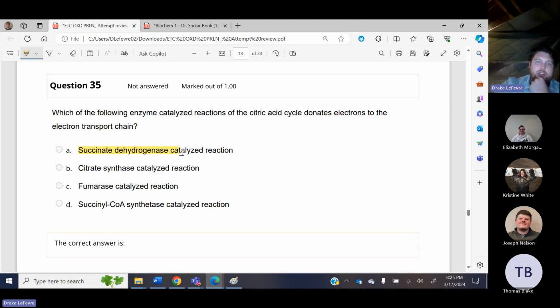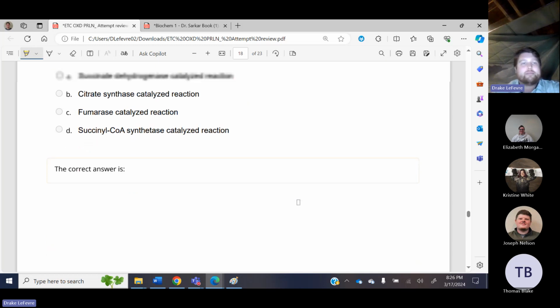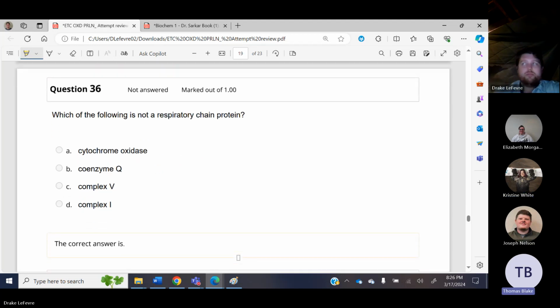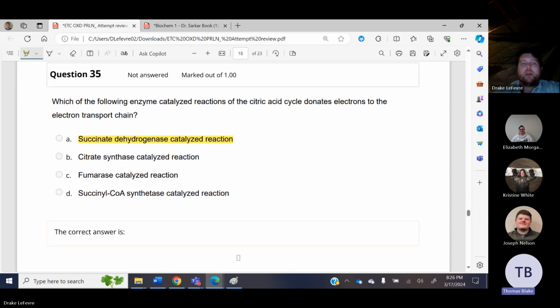The answer is the succinate dehydrogenase catalyzed reaction. This is combining our knowledge of the Krebs cycle with the electron transport chain, based on which steps of the citric acid cycle are producing our NADH or FADH2. So make sure you review your Krebs cycle as well and have that in your back pocket. Does that make sense? Kind of what we're doing there? Yeah. That's where it produces NADH, right? Yeah.